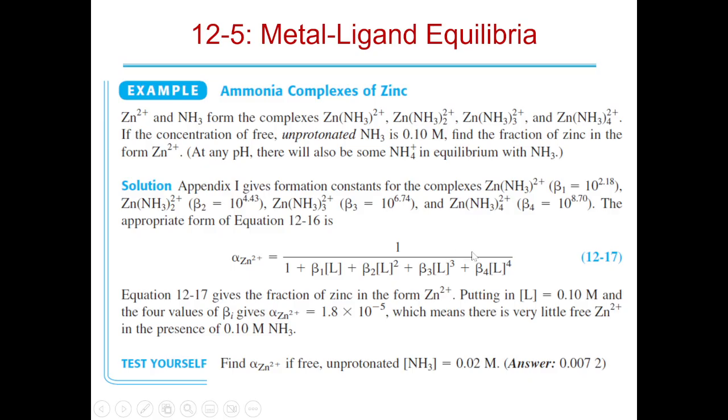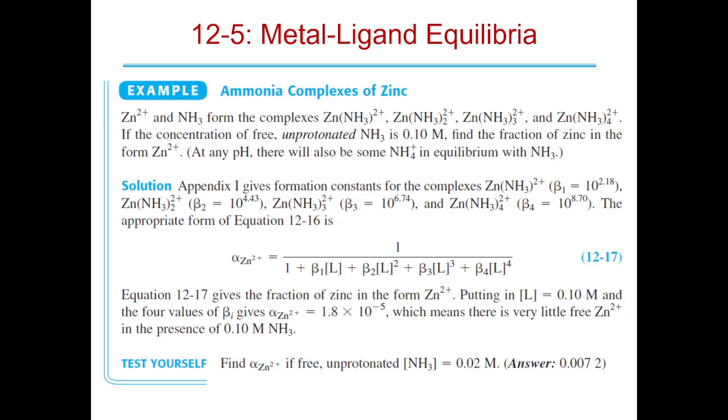Anybody have any issues with how I did that? Anything you don't understand? So these come as formation constants, as the log of. So we have to take 10 to the power of 2 point, etc. In this case, you have 4 of those, so you'd get 4 of them from the table. That's that.